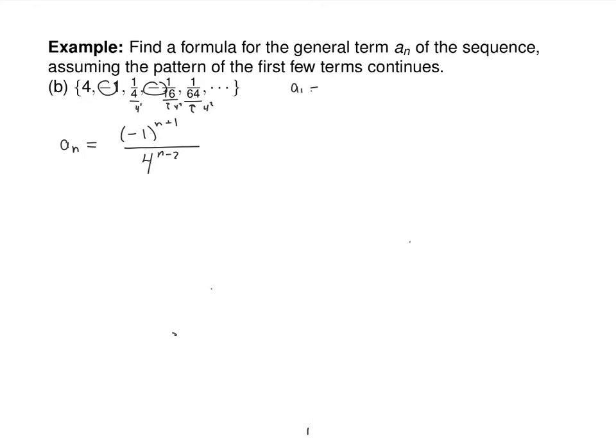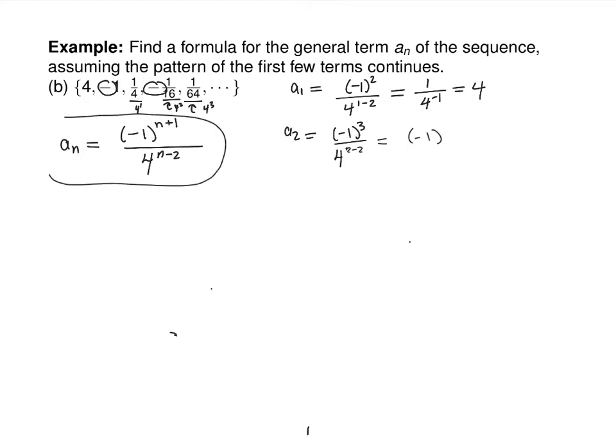So if I plug in 1, I will have negative 1 squared over 4 to the 1 minus 2. That's the same thing as 1 over 4 to the negative 1, or 4. So our first term matches up. A sub 2 will be negative 1 to the third over 4 to the power of 2 minus 2, which is 4 to the 0 or 1, so that makes negative 1. So this appears to check out for at least the first few terms. That is the pattern that you will have, or the general a sub n.